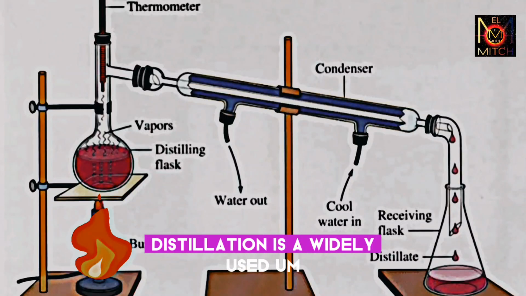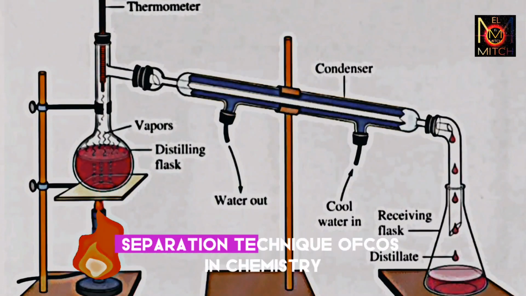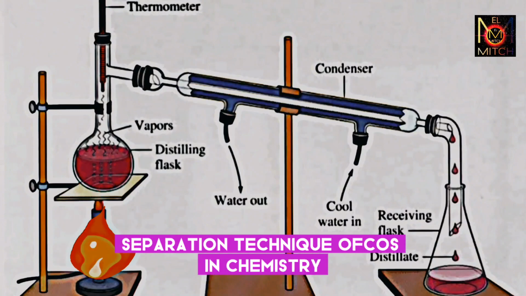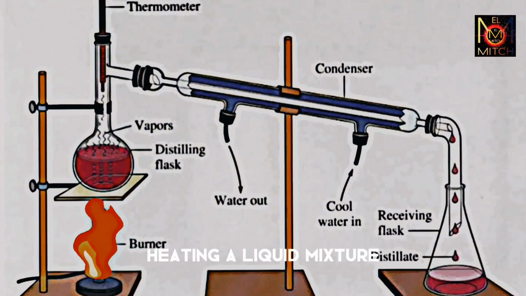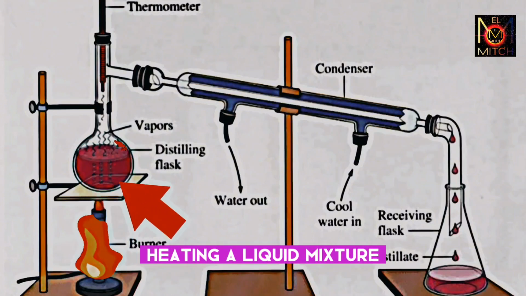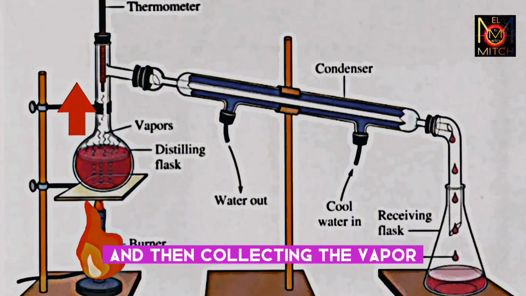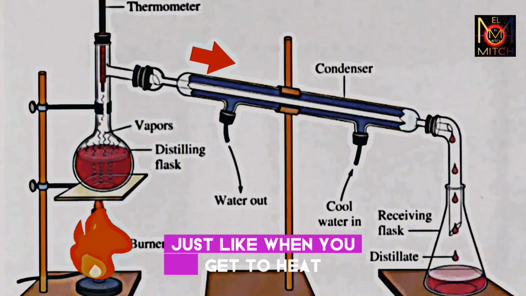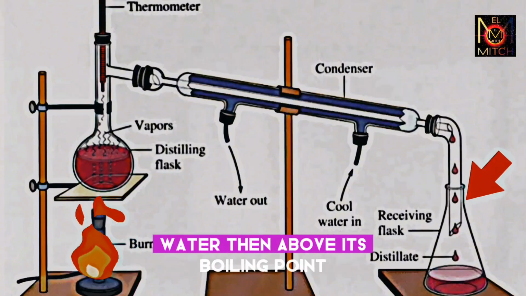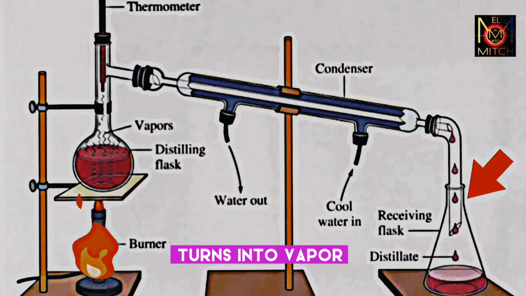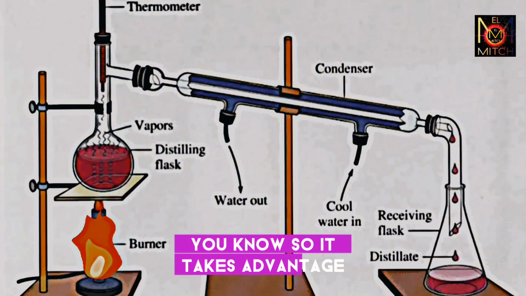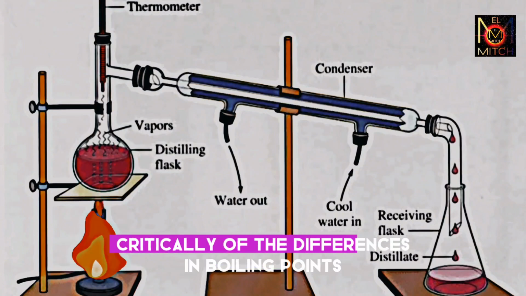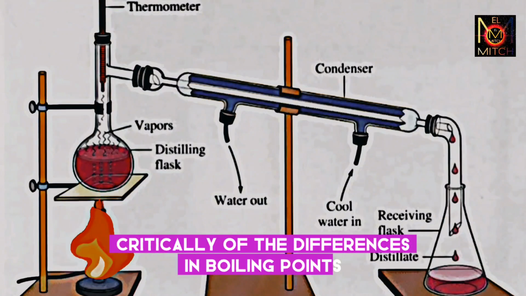Distillation is a widely used separation technique, of course, in chemistry, and it involves the process of heating a liquid mixture and then collecting the vapor, just like when you heat water above its boiling point, it turns into vapor. So it takes advantage, critically, of the differences in boiling points.